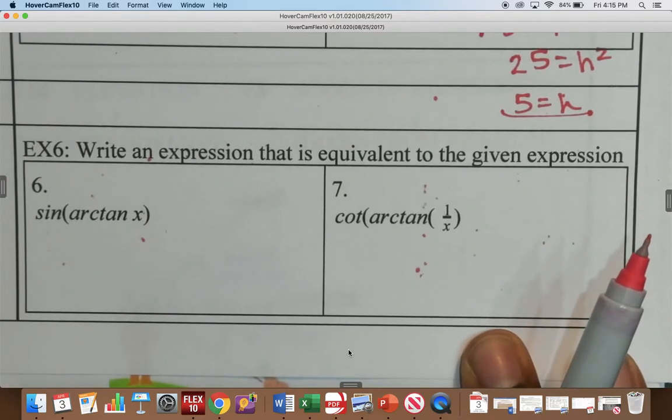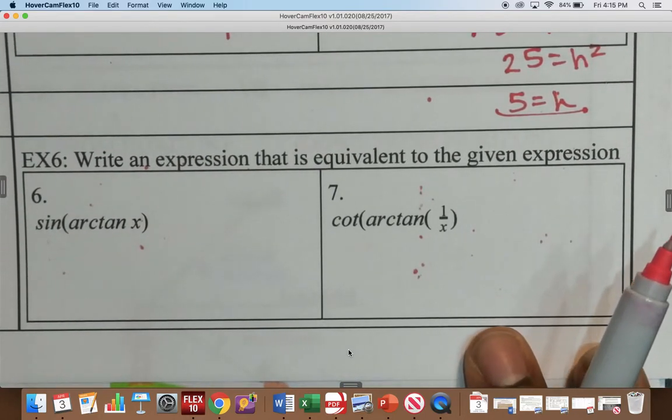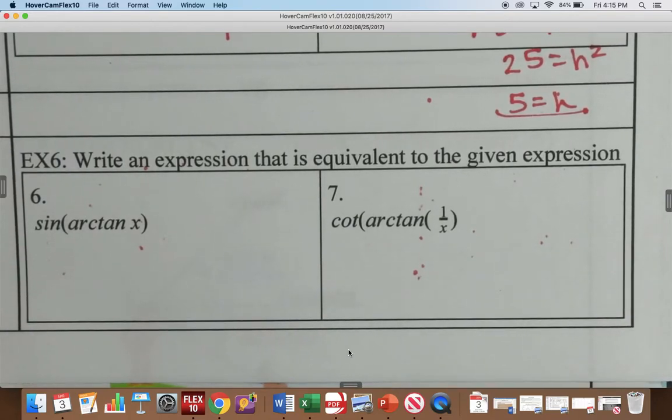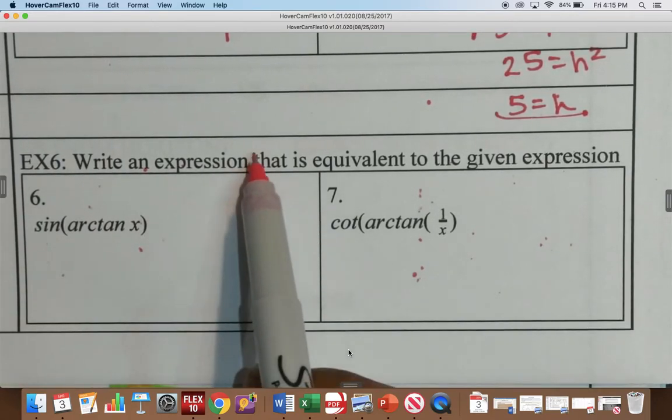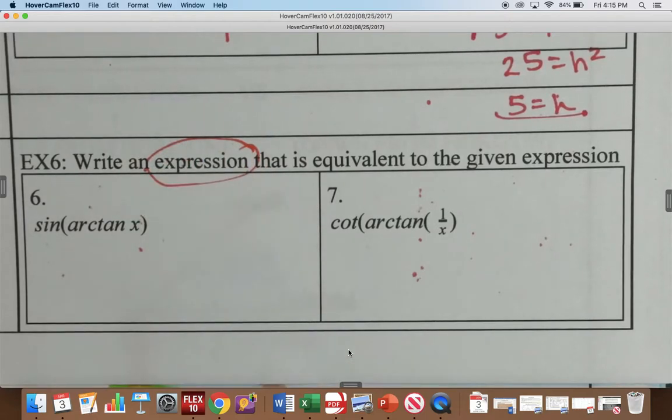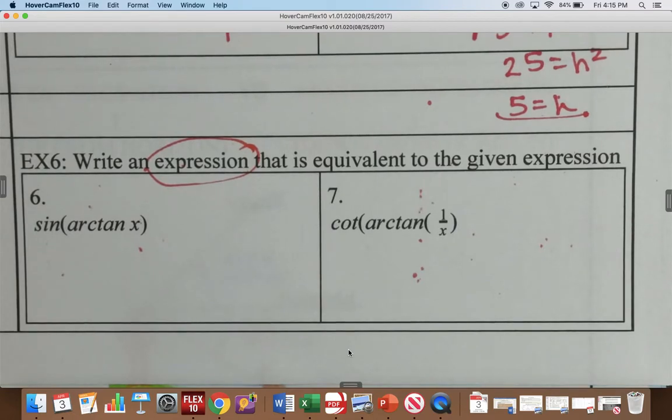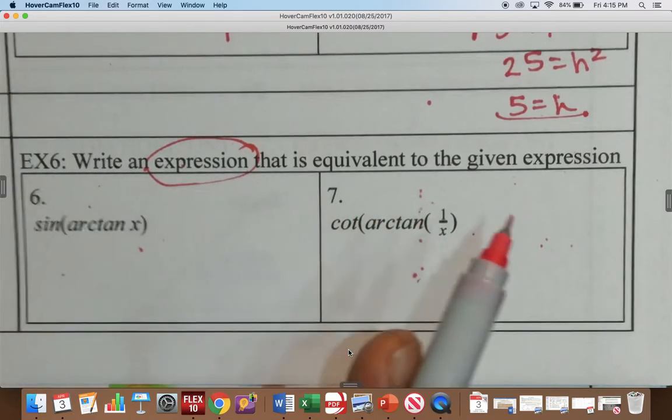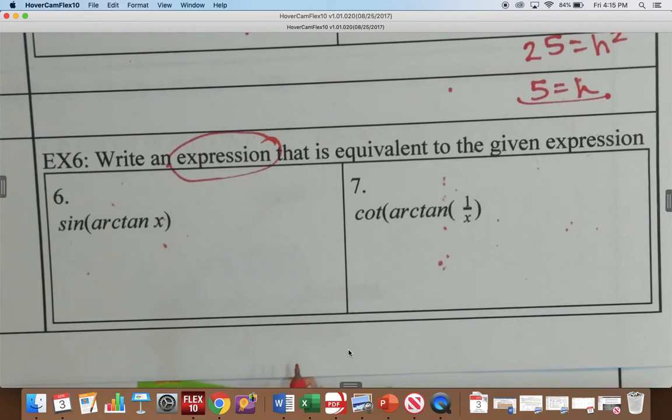All right, and then our last two examples, almost the same thing except we're not evaluating anymore. We're just writing an expression that's equivalent to the given expression. So that means I'm not going to find a value like 25 or 4/5. I'm just going to find another expression. I haven't been given enough information to find a value. I'm just rewriting it in maybe a simpler expression.